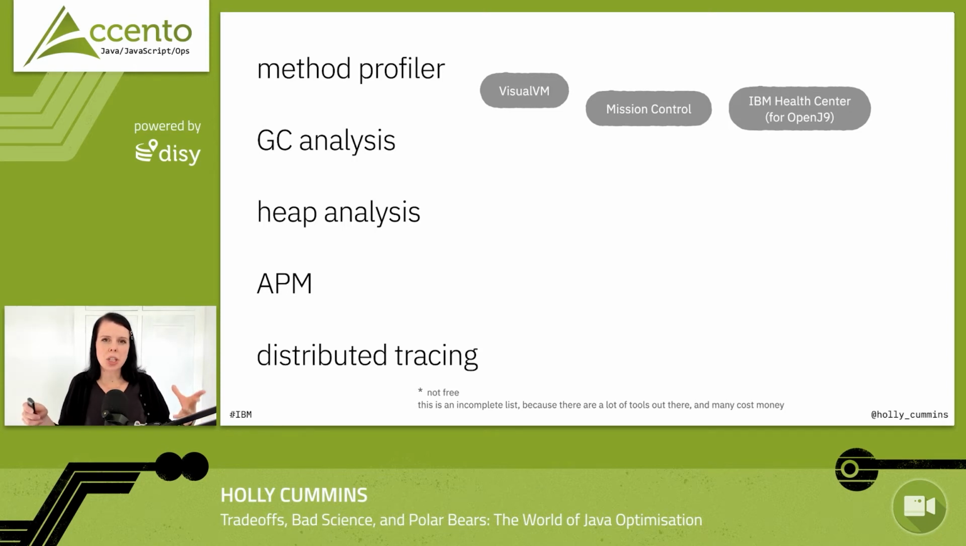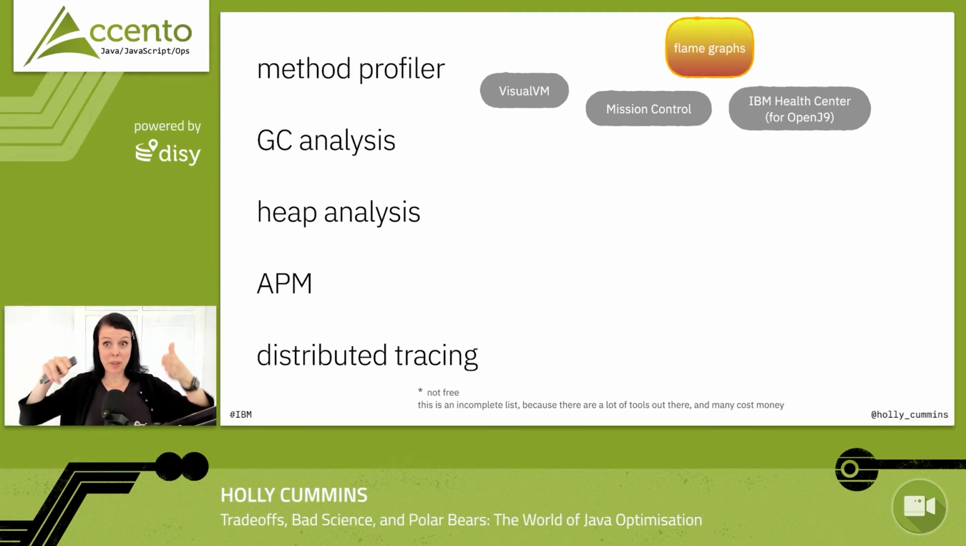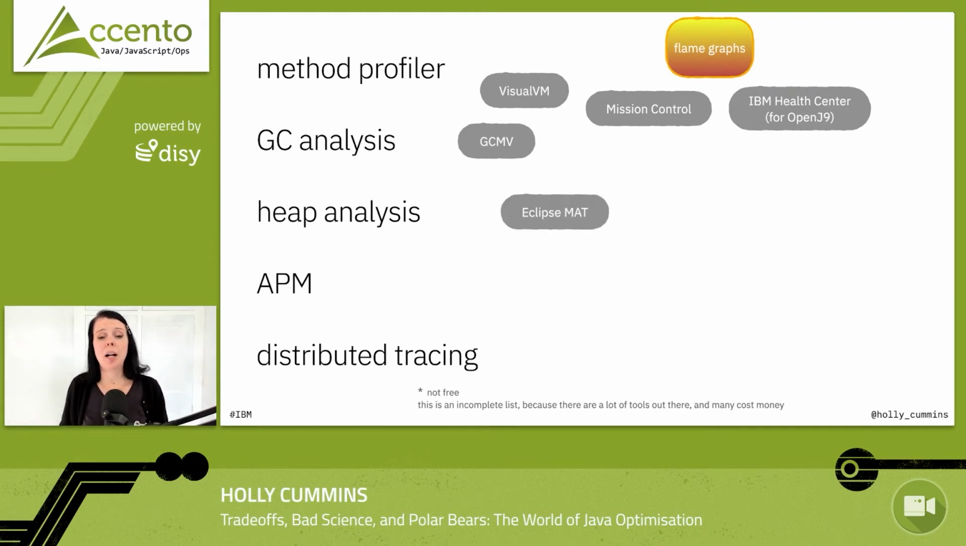Another thing you should look at is flame graphs. None of these tools really do flame graphs, but flame graphs are incredibly cool as a way of visualizing what time is spent. If you see that the problem has to do with GC, or even just to rule out GC as a problem, you're going to need some GC analysis tool. I mentioned GCMV already because I wrote it. For heap analysis, if you figure out that you've got a memory leak, or just way too much in your heap and you need to optimize that, there's a tool called Eclipse MAT, Memory Analyzer Tool. That's a good starting point.